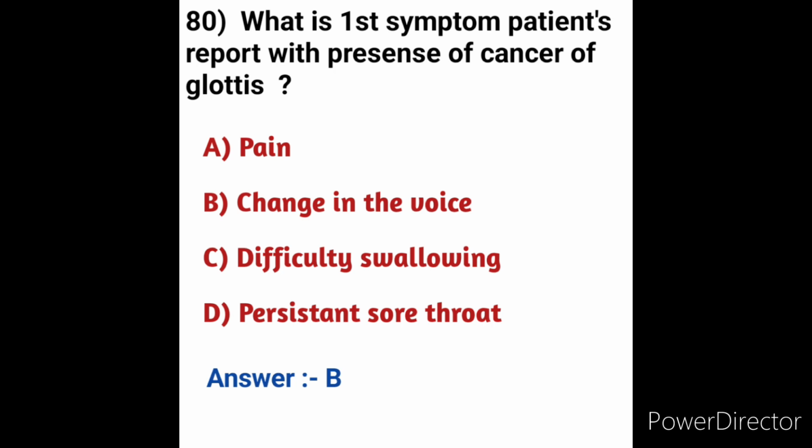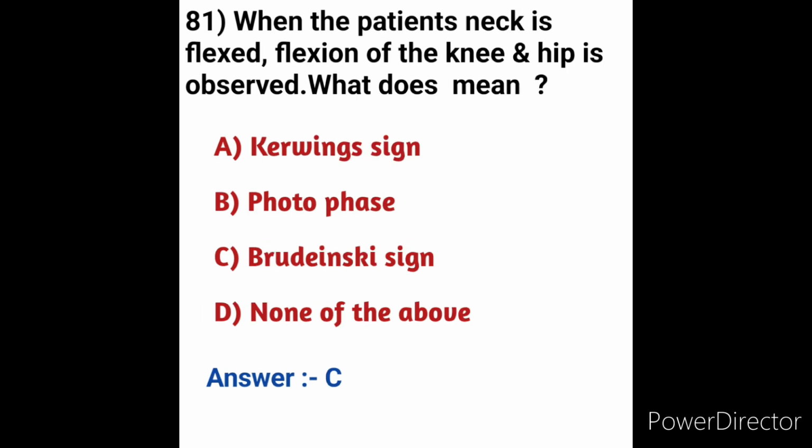Next we will move on to question number 81. When the patient's neck is flexed, flexion of the knee and hip is observed. What does this mean? Here we will see the options. Option A, Kernig sign. Option B, photophobia. Option C, Brudzinski sign. Option D, none of the above.